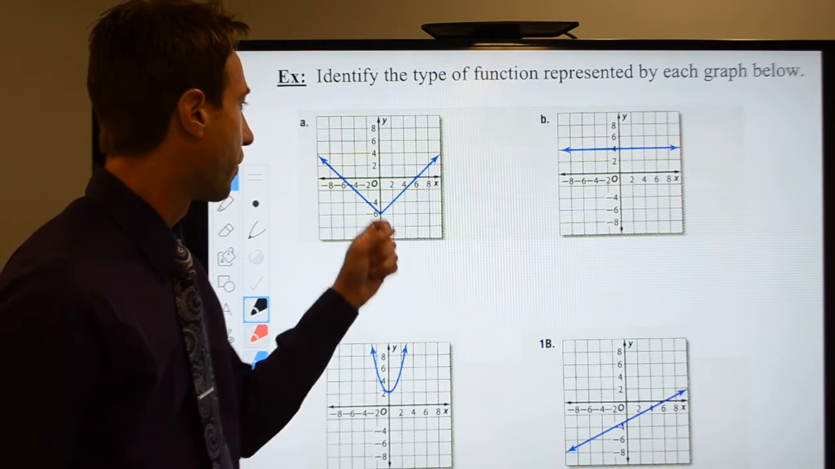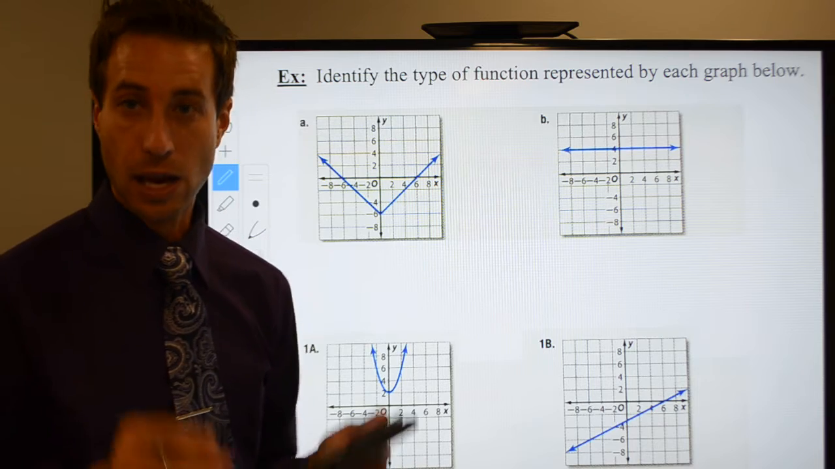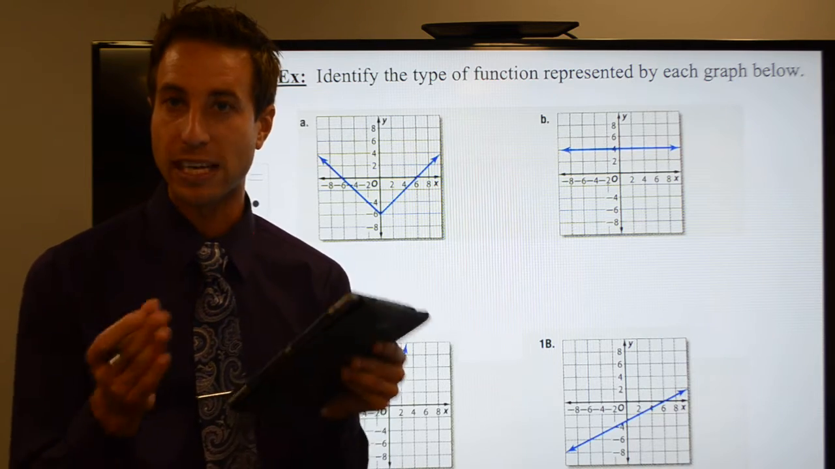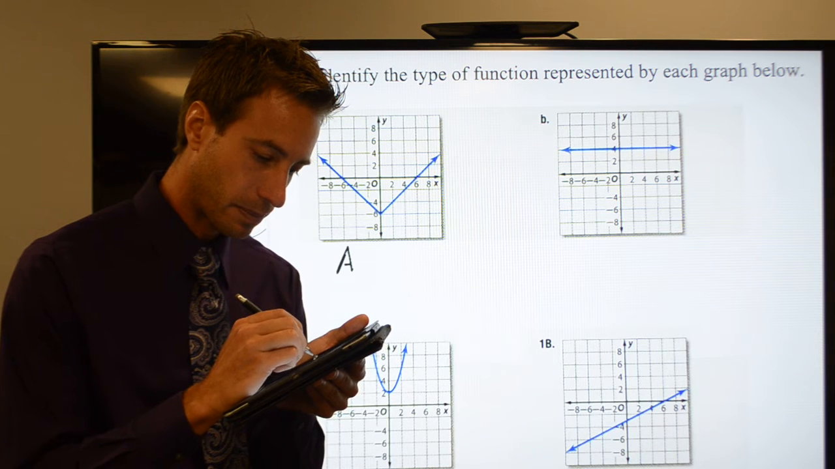So here we go. The first one. Well, take a look at that. I recognize right away, hey, that is a V. You should know that anytime you see a graph that looks like a V, that is absolute value.